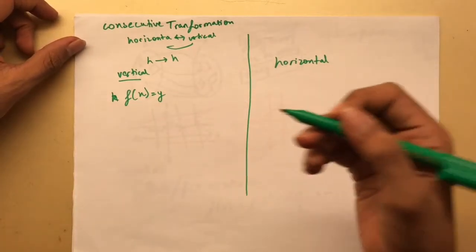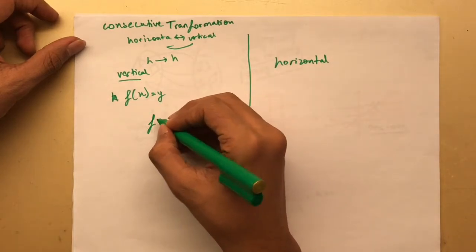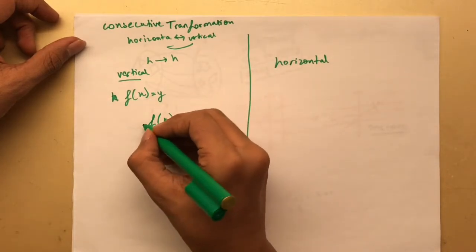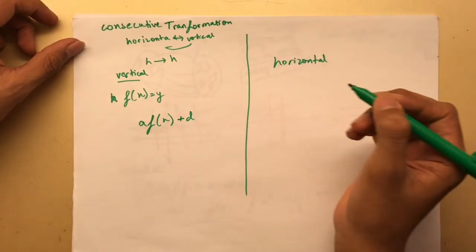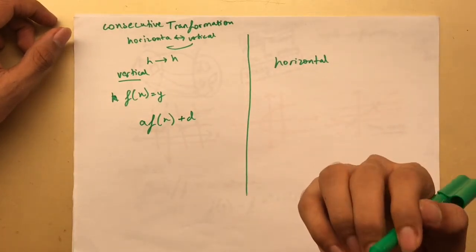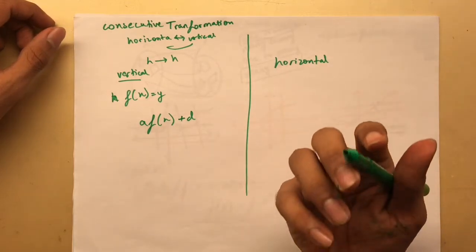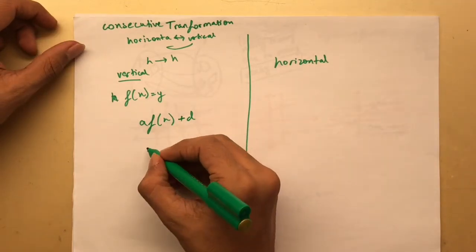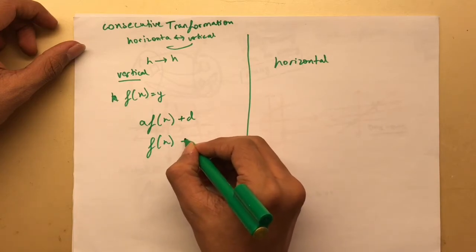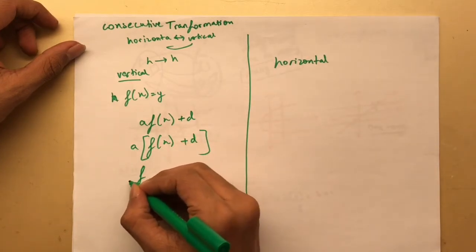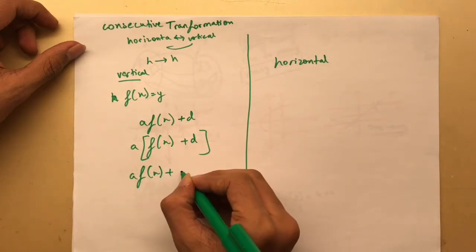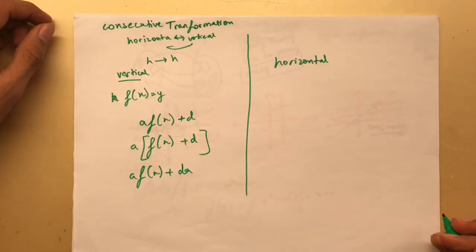If I did the stretch first, I would get f of x times a, and then I would move it and it would become a f of x plus d. And if I did the translation first and then stretched it, I would get f of x plus d, times a. And so I would get a times f of x plus da. Okay?